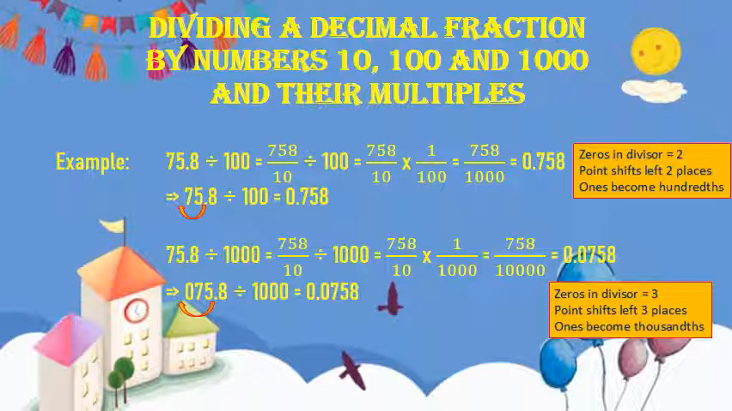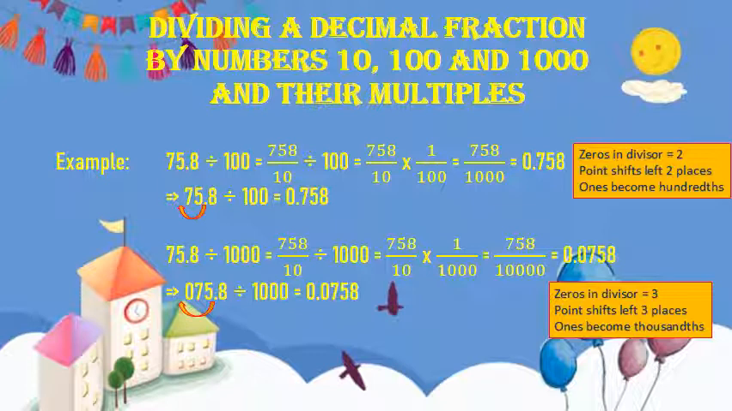So now children, the number of zeros in the divisor, that is 1000, is 3. So the decimal point shifts 3 places towards the left side. Therefore, now the decimal point which was before 8 will come before 0.